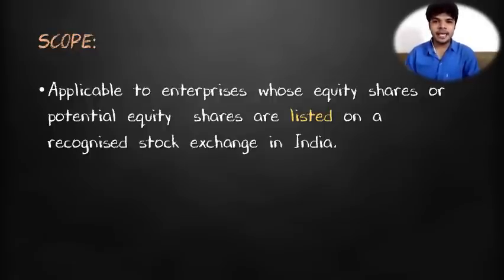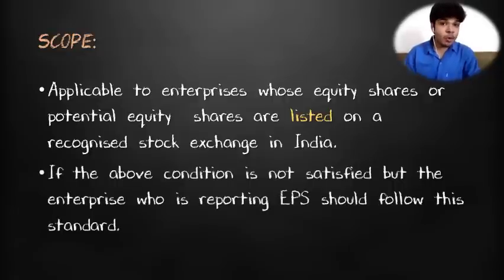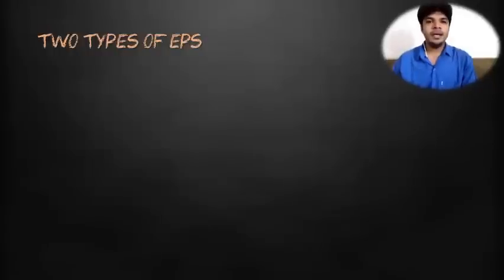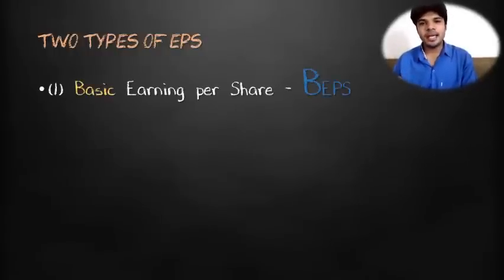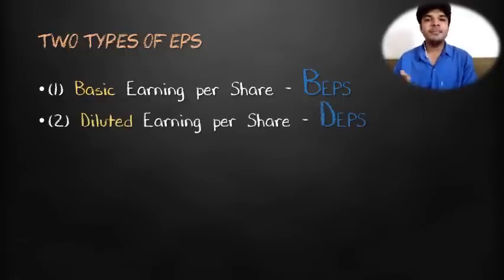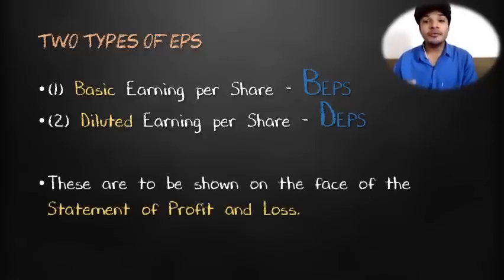stock exchange in India. But if the above criteria is not satisfied, but still the enterprise is reporting earning per share in its financial statement, it should follow this accounting standard. Now there are basically two types of EPS. Number one is basic earning per share, shortly we call it BEPS, and number two is diluted earning per share, shortly we call it DEPS. These are to be shown on the face of the statement of profit and loss of the company.